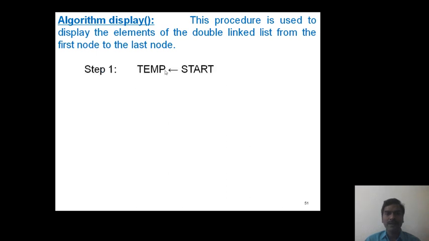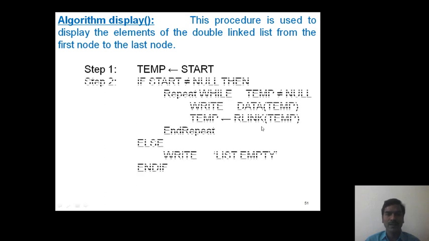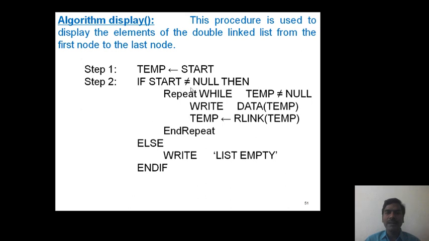Step 1. Initially, we set a temporary variable that points to start node. Now step 2. If start not equivalent to null, that means some elements are available, then it's a repetition process. Repeat while temp not equivalent to null, write data of temp. Now temp shifted to next node as temp equivalent to R-link of temp, and repeat. Else, so if start equivalent to null, that means elements are not available, hence we print a message as list empty. And if.